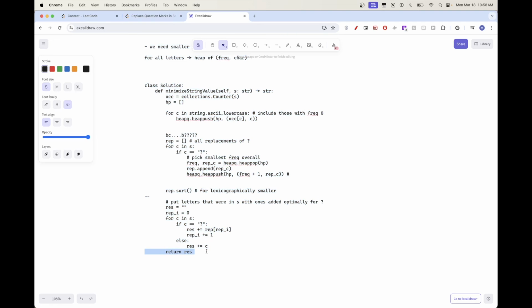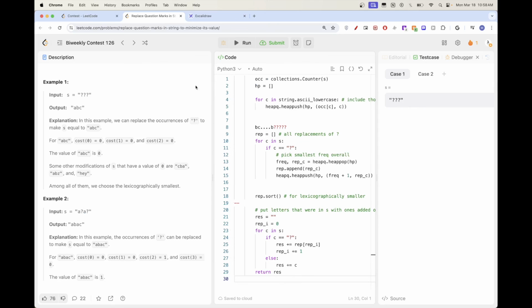So for now, let's just implement it. Let's just put it in the Leetcode solution, test it out.